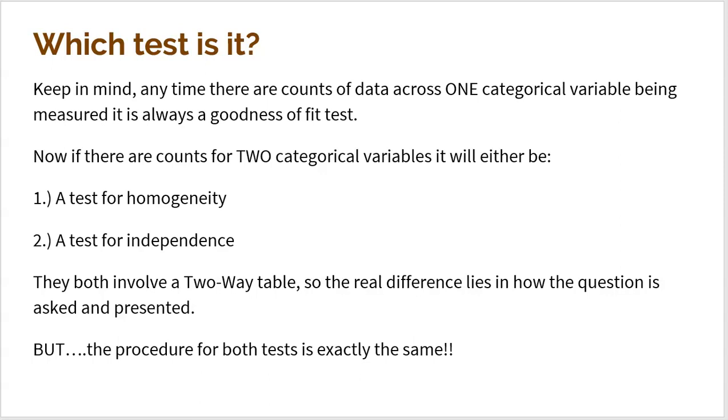However, when there's 2 categorical variables being measured, again with multiple categories, then it's either going to be a test for homogeneity or a test for independence. Now, when you're working with 2 categorical variables, they will always have a two-way table showing how those 2 categorical variables interact with each other. So the real difference lies in how the question is asked and presented. That's what's going to make the determination between a homogeneity test and an independence test. But the procedure for both tests that you're going to learn in this video are exactly the same.